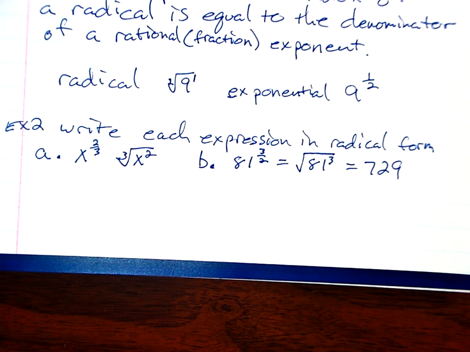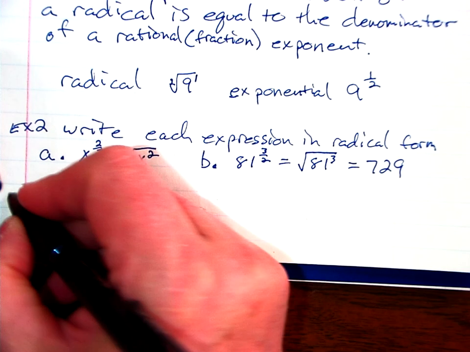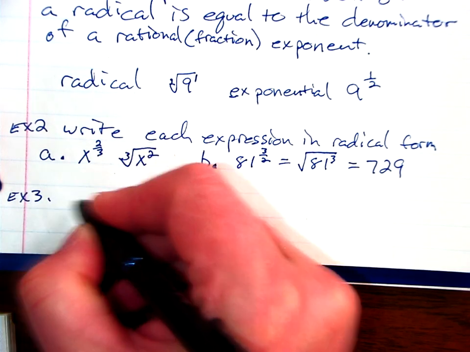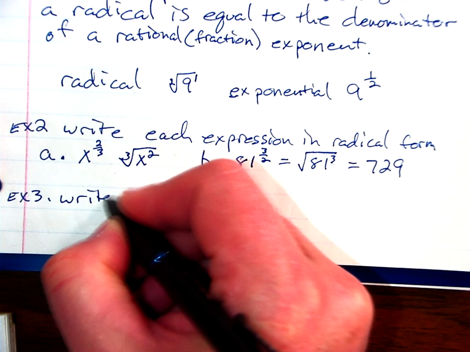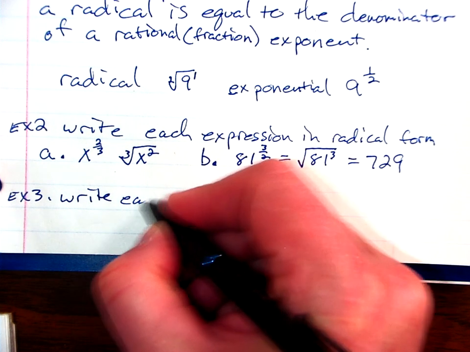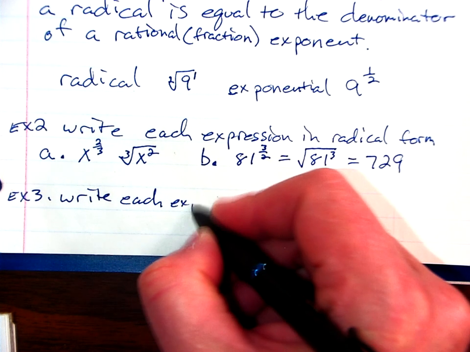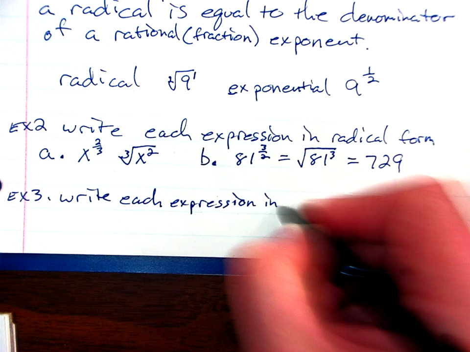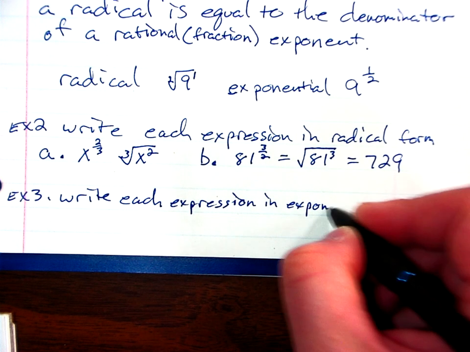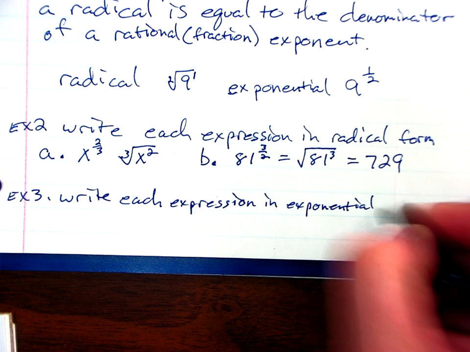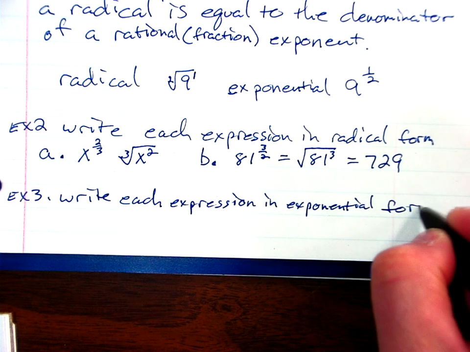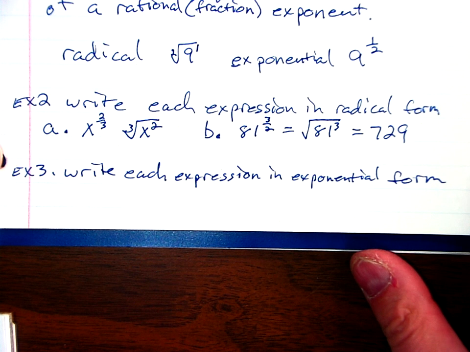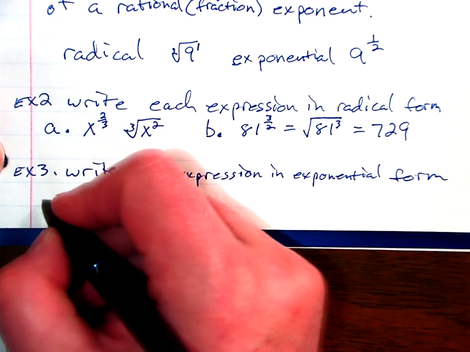All right, we're down to 2 minutes. Here we go. Last two problems for today. Example 3. Write each expression in exponential form. Oh, 1 minute left. Write faster.